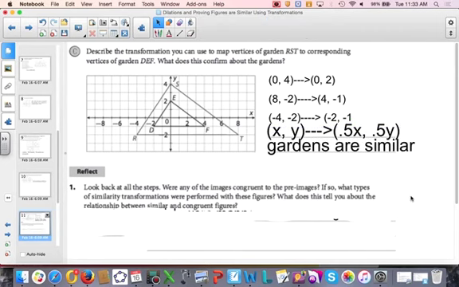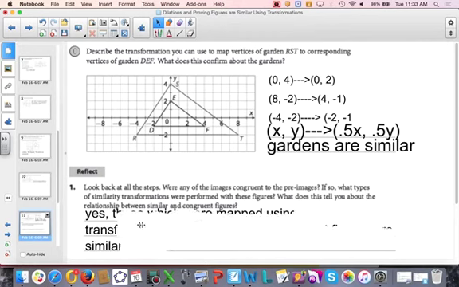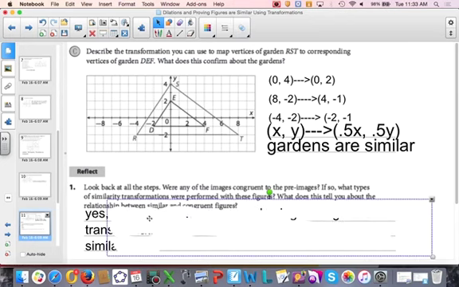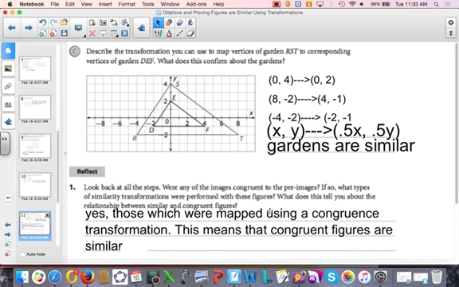So looking back at all of these steps, were any of the images congruent to the pre-images? Yes, the ones which were mapped using a congruence transformation, such as a rotation or a reflection. And so what this means is that congruent figures are also similar.